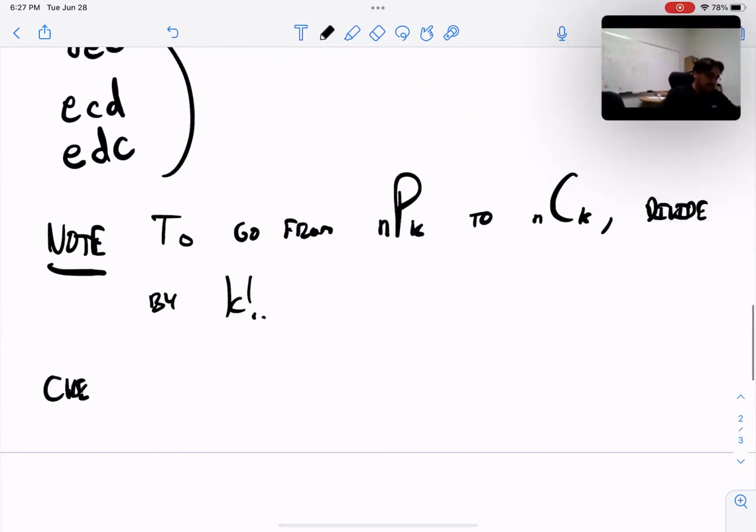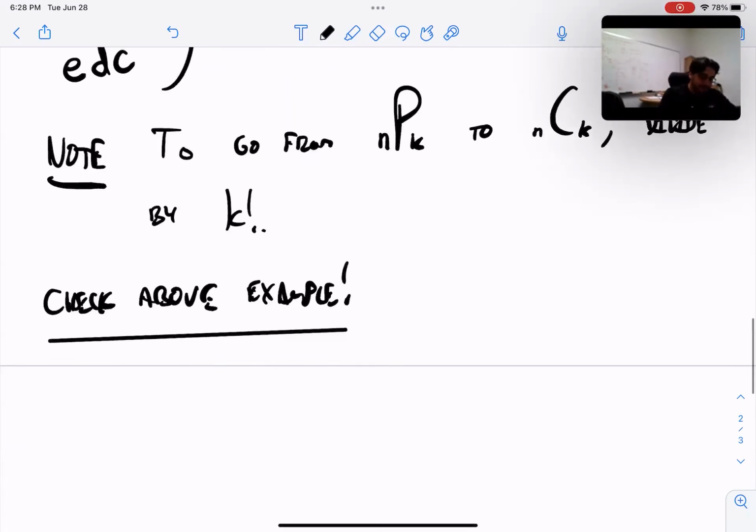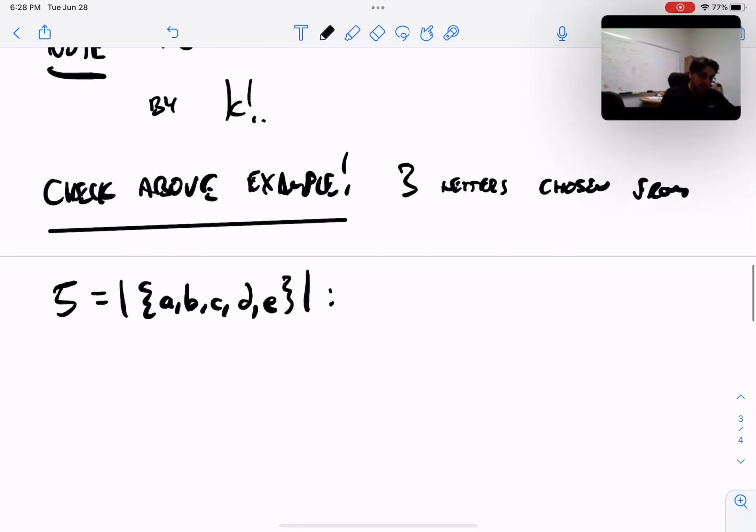Let's check the above example by just listing. There are only 10 combinations, so let's just list them out and make sure that 10 actually happens. I have 3 letters chosen from 5, and especially where the 5 are A, B, C, D, E, just to be consistent with what we said above. What are all the options there?